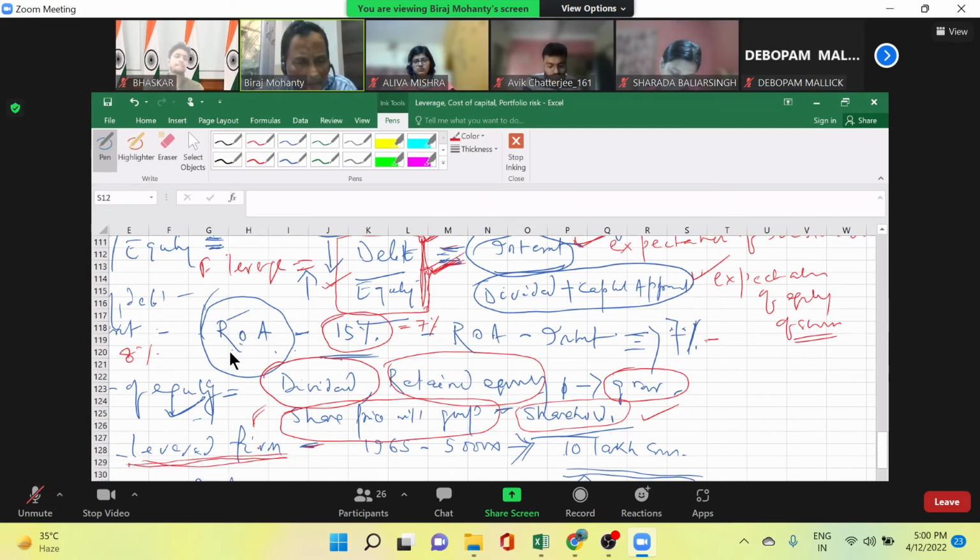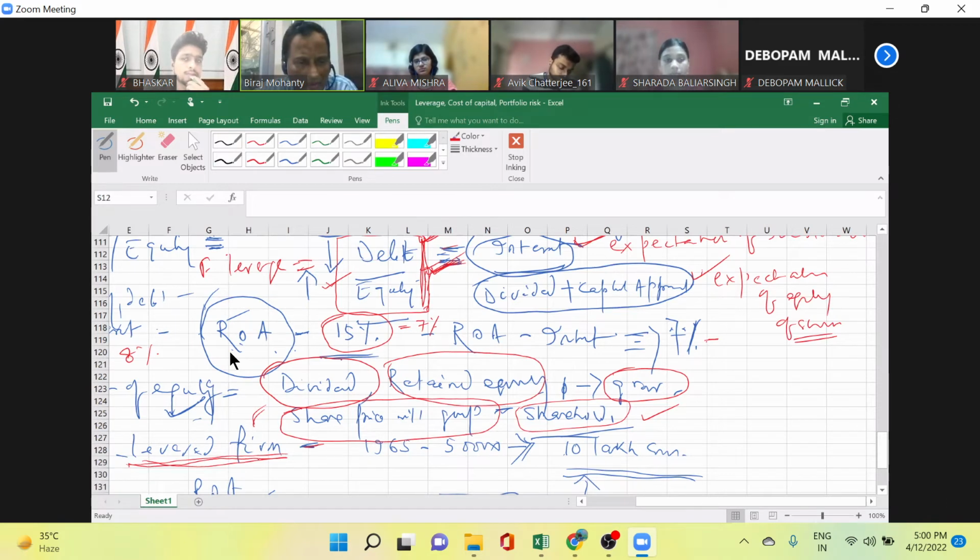Okay. So could you get it? What is a levered firm and why a company should be levered? Because if your return ROA is more than your interest rate, you get the net differential 7%, which will again be contributing to the shareholder. The CFO is working for the shareholders' interest. So he will try to increase the amount of debt in the company.